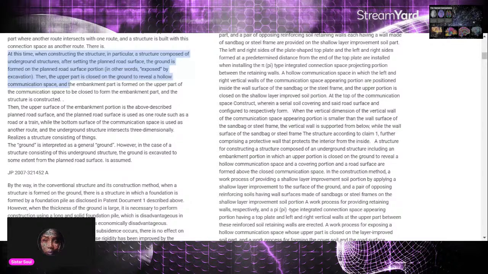Let's just say that. However, in the case of a structure that is consisting of the underground structure, the ground is evacuated to some extent from the planned road surface that it has assumed.